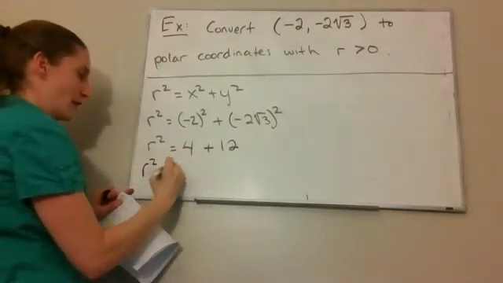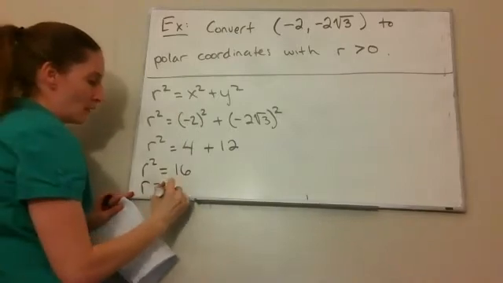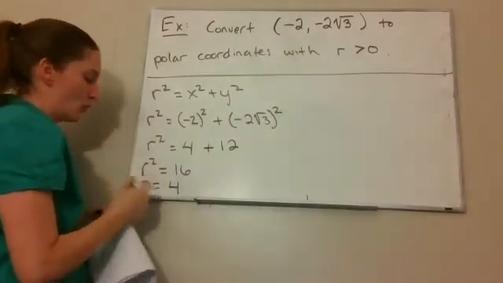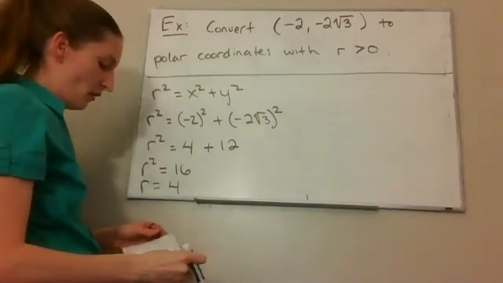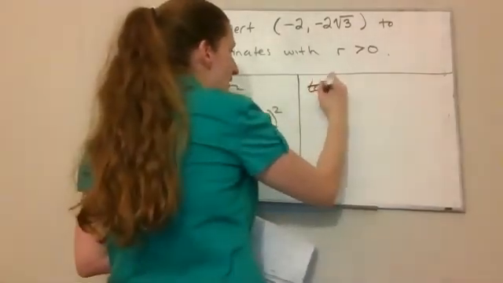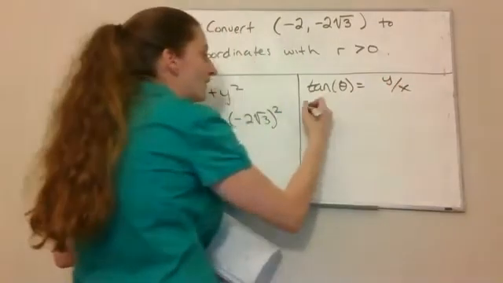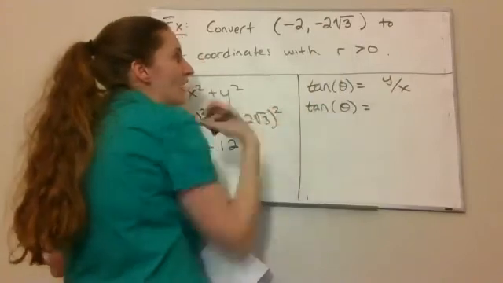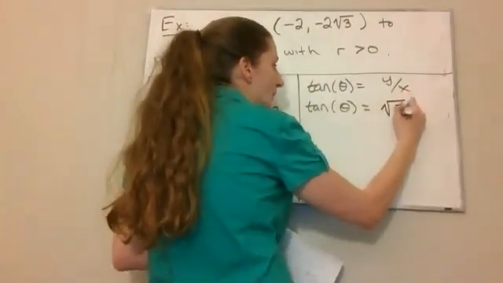So r squared is 16, which means r would be either plus or minus 4, but since we want r to be greater than 0, we'll use r equals +4. And now I know that I want my theta to be defined by tangent of theta equals y over x, which means tangent of theta is -2√3 over -2, which is √3.